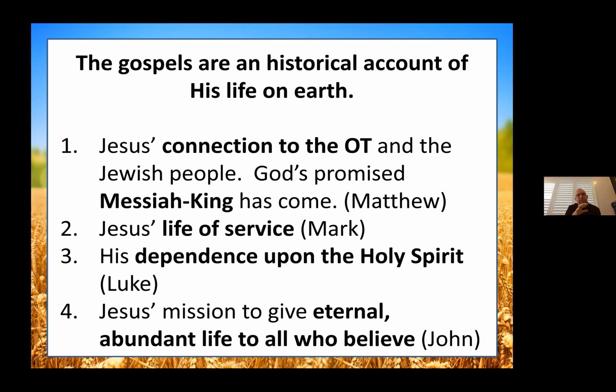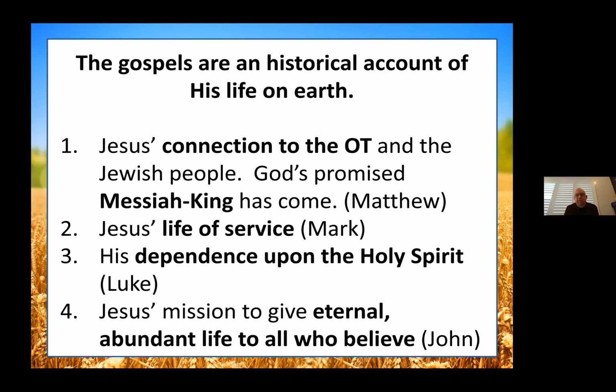Well, Mark looks at Jesus in a different way. He sees him as a servant. Remy referred to him earlier in that way from Isaiah 53. And Jesus' life of service was the example to the early church, and the church committed itself to serving others.